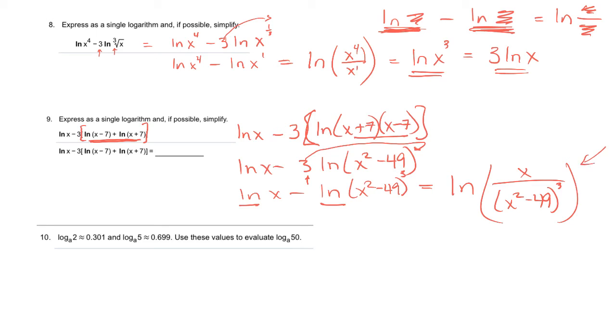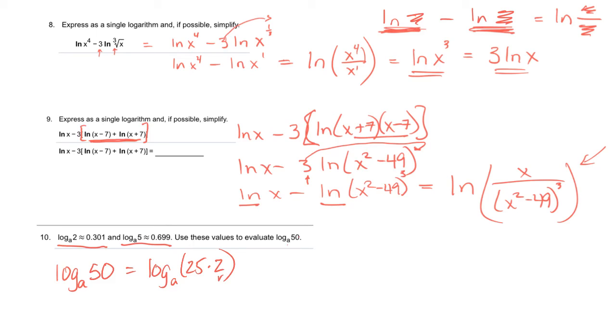Probably stop there. Okay, the last question. Oh no, I got one more after this one. It tells you that the ln of a is that, and the ln of 5 is that. Then they say use these values to figure out what the log base a of 50 is. Well, 50 is not 2 or 5. But maybe I can break 50 up into numbers, products, or factors that multiply to 50. So like I could break that up into, say, 25 times 2.